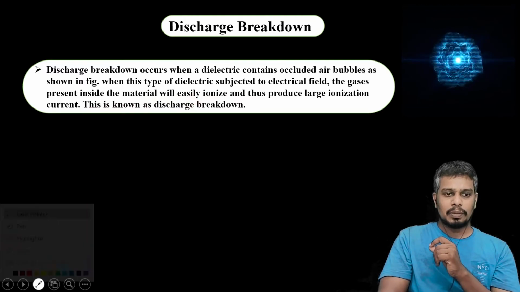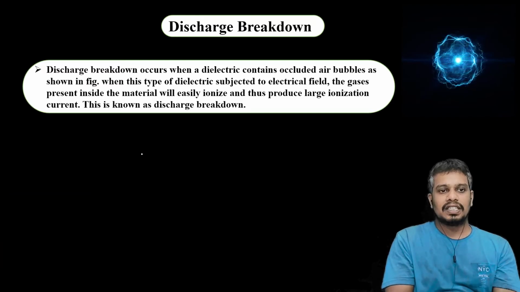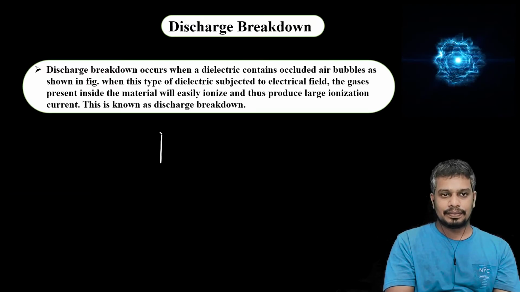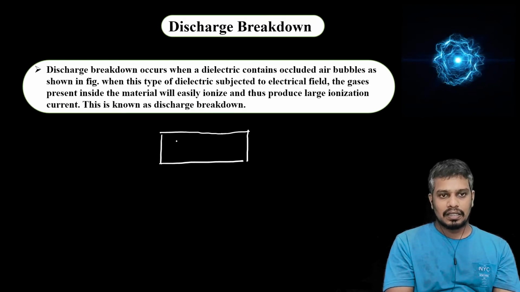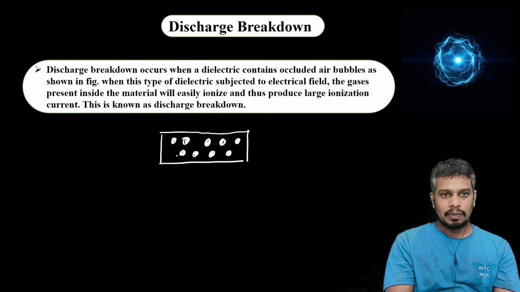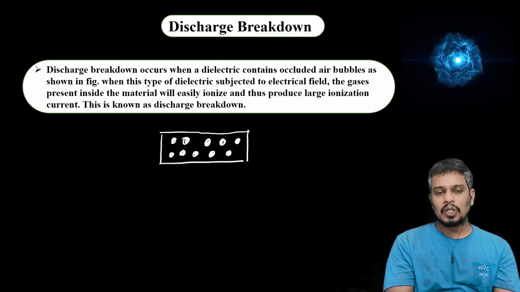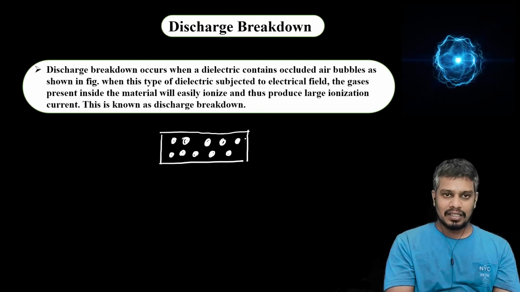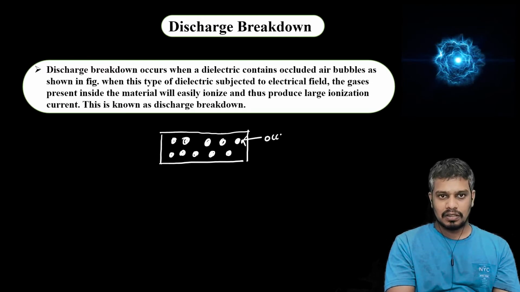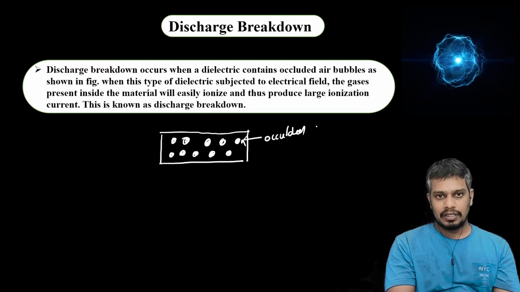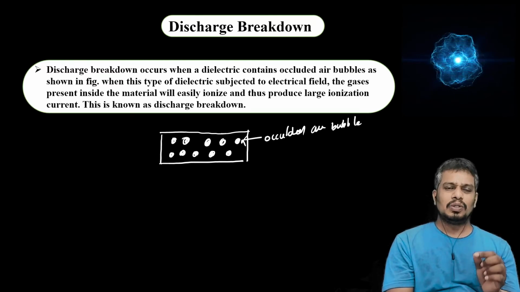What do you mean by accumulated air bubbles? Suppose when manufacturing the dielectric, if this is a dielectric, there will be air bubbles inside the dielectric. The white dot represents the air bubble. The black portion of the box represents the dielectric material. So this represents the occurred air bubbles, that means closed bubbles. This may be one of the defects.